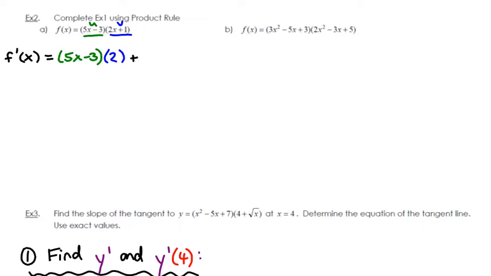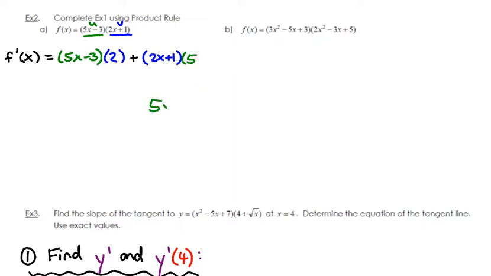Plus, now you're going to keep v alone. Don't touch it. But you're going to do the derivative of the first one. So the derivative of u is going to be 5x. Nope, not 5x. My mistake. Just the 5.